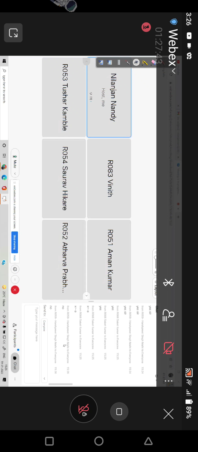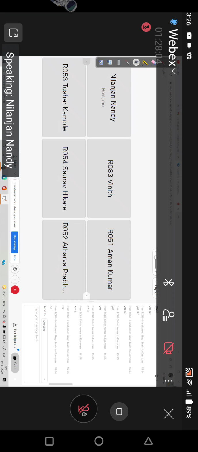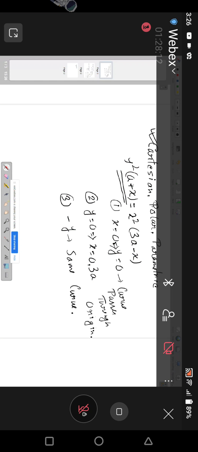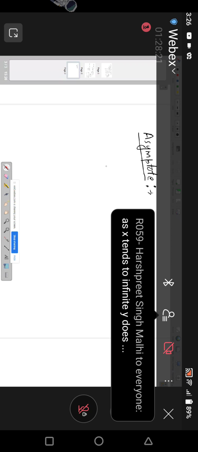Why is there no asymptote parallel to the x-axis? Anyone tell me. So the only asymptote parallel to the y-axis is x equals minus a. From here you can easily verify it, and there is no asymptote parallel to the x-axis. And finally we are checking, is there any oblique asymptote?